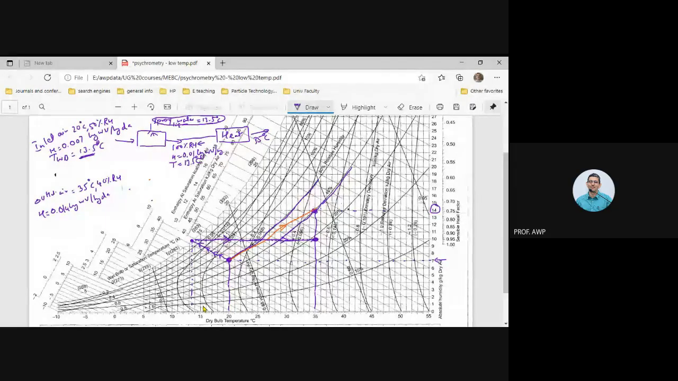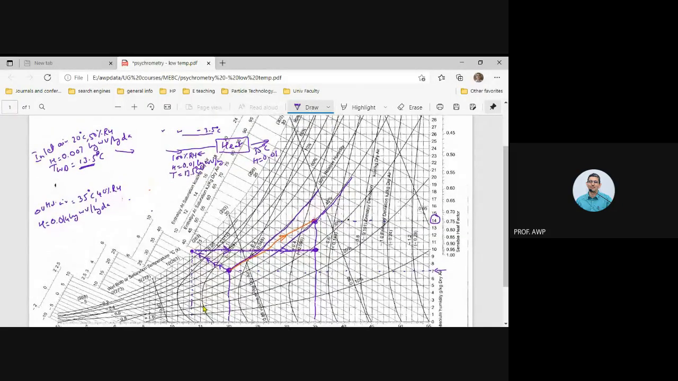So now if I heat it to 35 degrees centigrade, humidity will be 0.01. Have I reached my target humidity of 0.014? No, sir. That means doing this is not a good idea. What else can we do now? What other thing can you think of now?